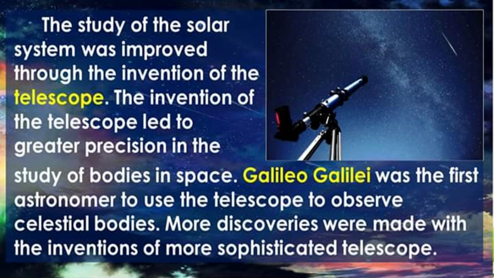The study of the solar system was improved through the invention of the telescope. The invention of the telescope led to greater precision in the study of bodies in space. Galileo Galilei was the first astronomer to use the telescope to observe celestial bodies. More discoveries were made with the inventions of more sophisticated telescopes.